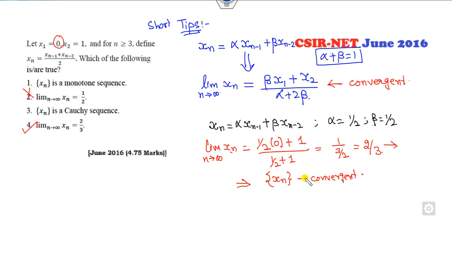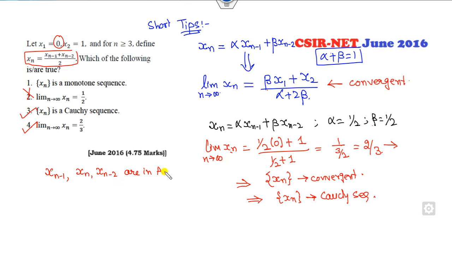If the sequence is convergent, but they are not talking about this. So if the sequence is convergent, then what is the meaning of that? It is Cauchy as well. Fine. So the sequence is Cauchy as well. Now why is it Cauchy? Because you can easily see, whenever you write it in this form, what is that? I can say xn minus 1, xn and xn minus 2 are in AP or arithmetic mean, and x2 is greater than x1.